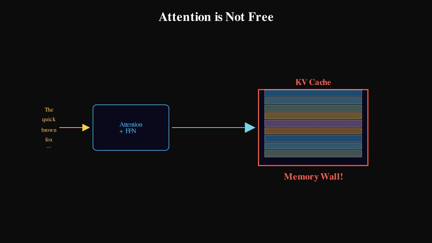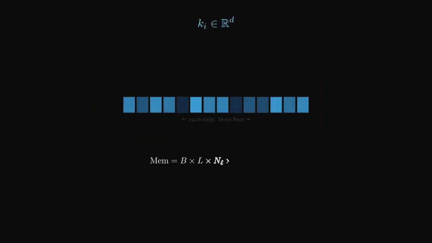Every time the model generates a new token, it needs to attend to all previous tokens. To avoid recalculating everything, it stores the key and value vectors for every past token. But as the sequence length grows, this KV cache consumes gigabytes of VRAM. It scales linearly with context length, and eventually, you hit a memory wall.